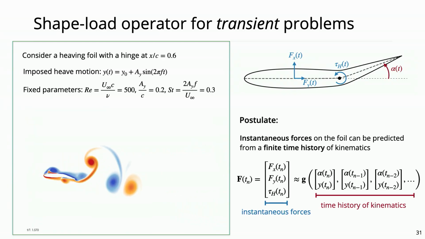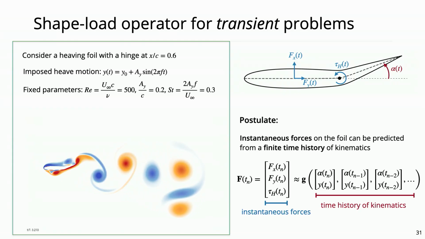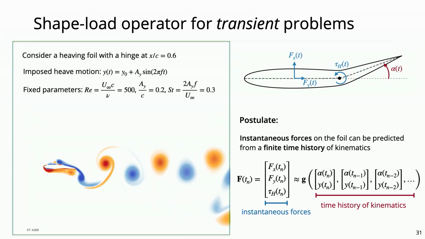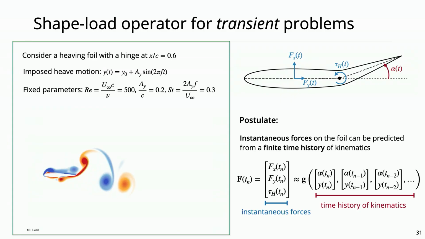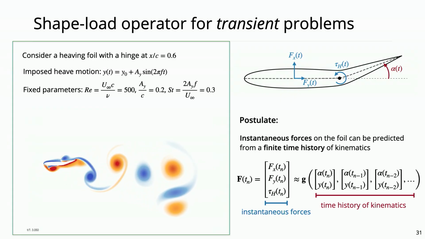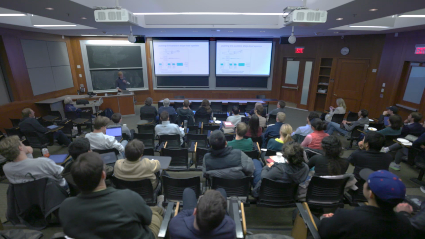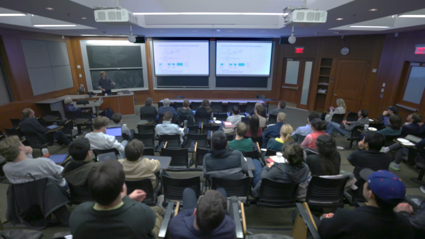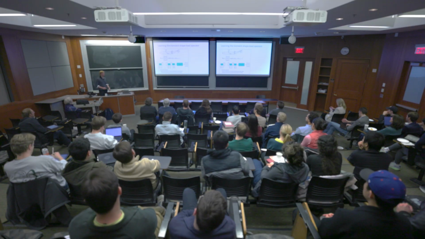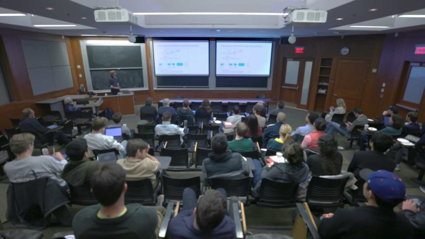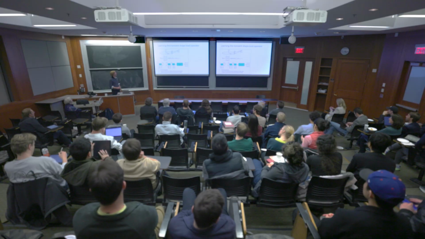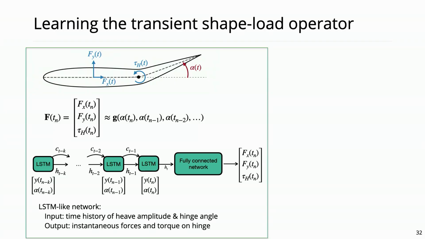There's some theoretical basis for why a partially observable system would need a time history. And because we don't have a closed-form PDE that links these kinematics to the forces, we have to use a time history. So we just take an LSTM machine learning approach, because we've worked with that in the past, and it's a proof of concept here. We take an LSTM and take a time history of this kinematics vector, run it through a fully connected network, and that predicts these two forces and the torque. So the input is the time history of heave amplitude and hinge angle, and the output is the forces and the torque on the hinge.